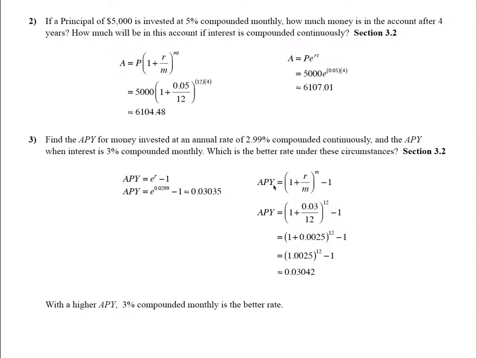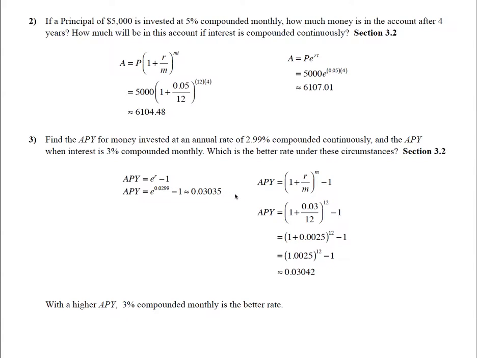So here's our formula for APY when we compound monthly. That's 1 plus the rate divided by the number of compounding periods per year, raised to the number of compounding periods per year, and then from that quantity we subtract 1, and you can see that worked out here. And the APY we end up with here is 0.03042.